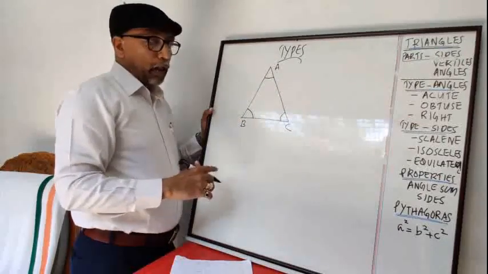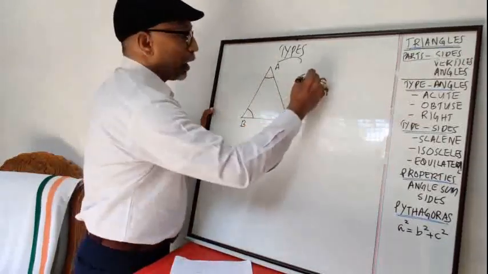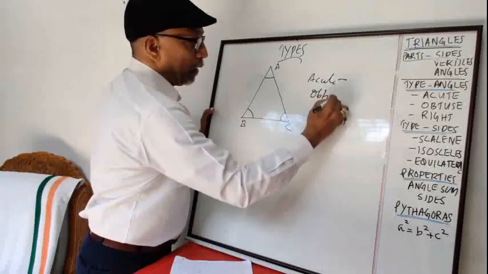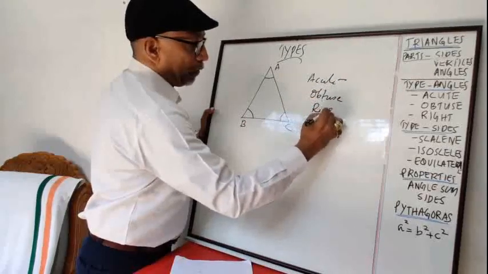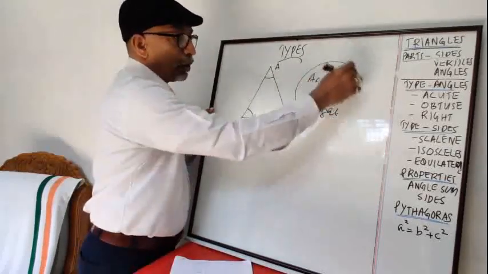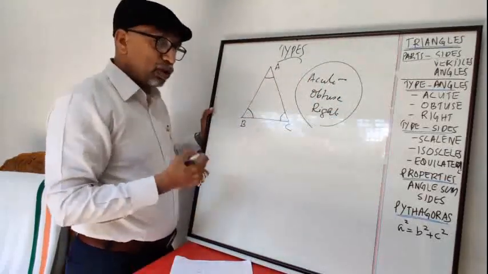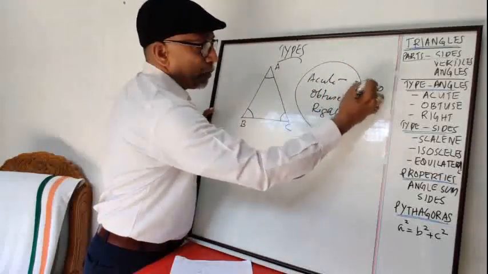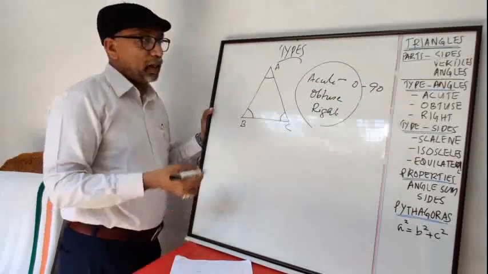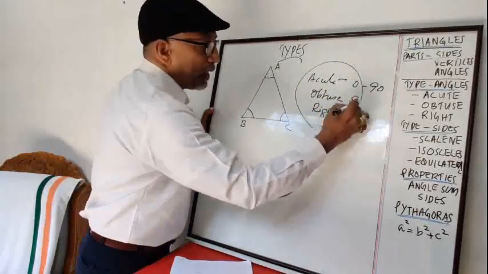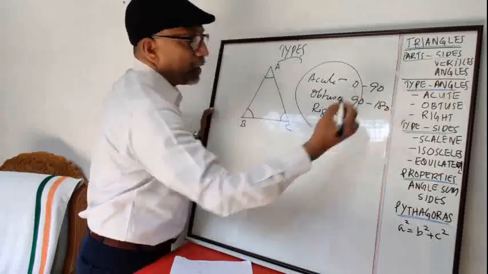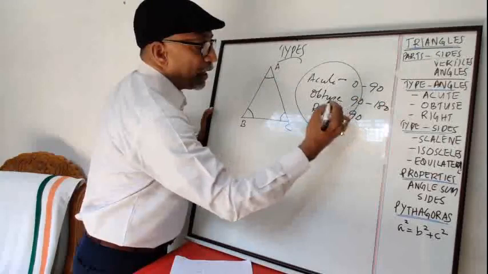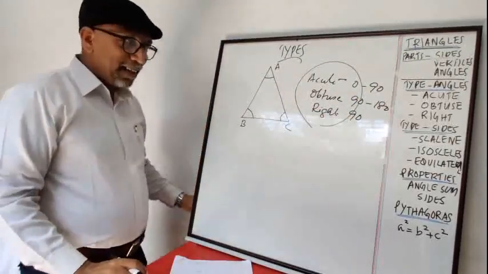Before that, we have to learn about three things: acute angle, obtuse angle, and right angle. You might have learned about these things, right? I'm not going to teach you all of this. You know that the angles between 0 and 90 are acute angles. Between 90 and 180 is an obtuse angle. And if the measurement is 90 degrees, it is a right angle.